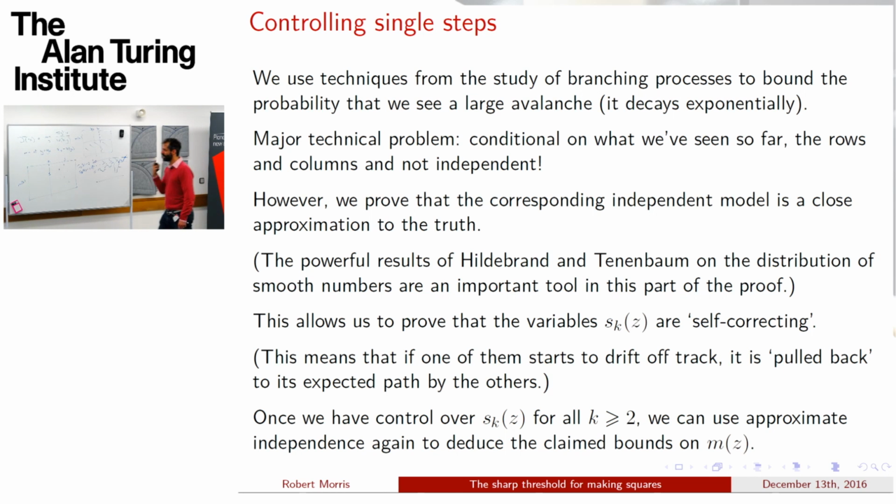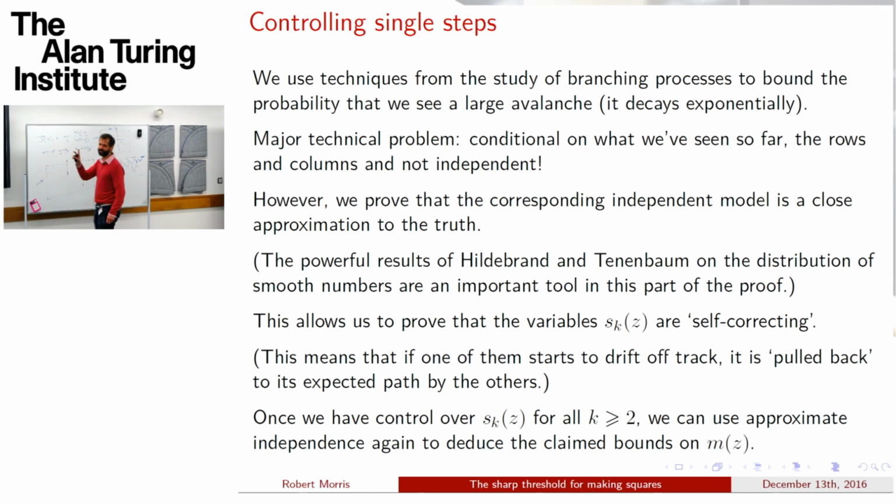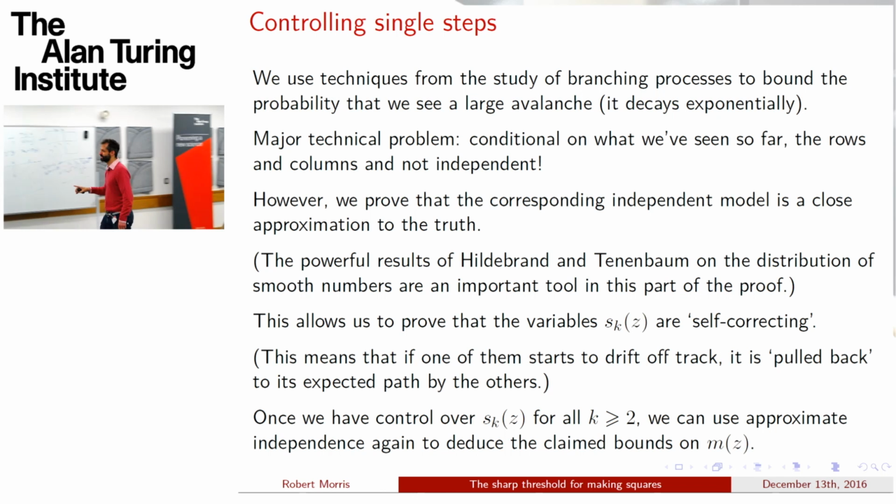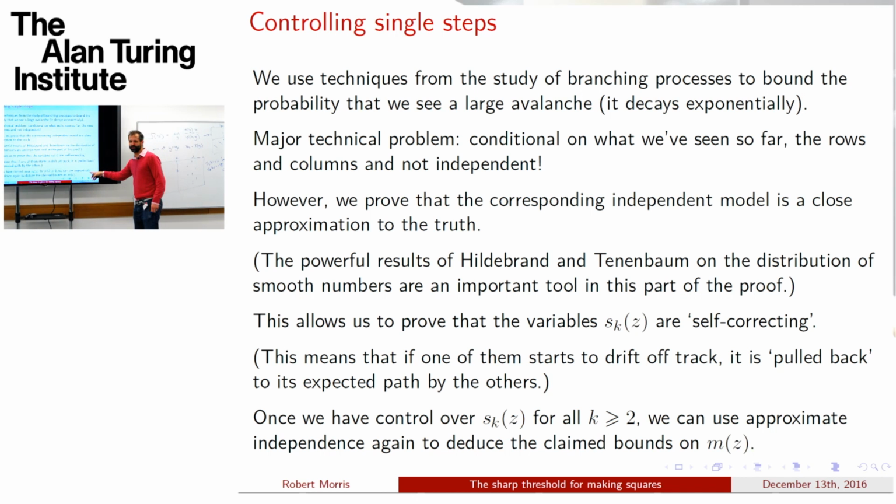But I should say at this point we use a second moment argument. So our probability bounds are not very good. Okay, so this is sort of the weakest point of the whole proof in terms of probability bounds.